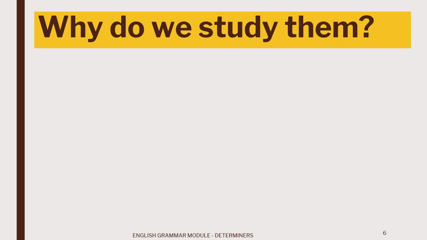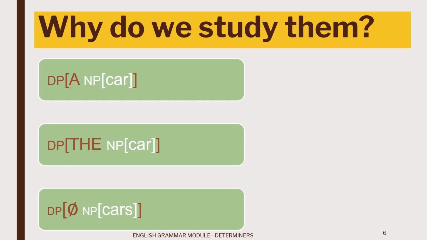Well, to introduce these differences among the subclasses of determiners, let's look at 3 examples: a car, the car, and cars. These 3 phrases are analyzed as DPs, or determiner phrases, because the head in all these constructions is a determiner. In the first case, a is a determiner, the is a determiner in the second case, and the null determiner in the third case is also the head of a determiner phrase.